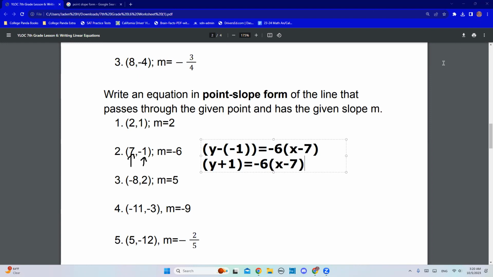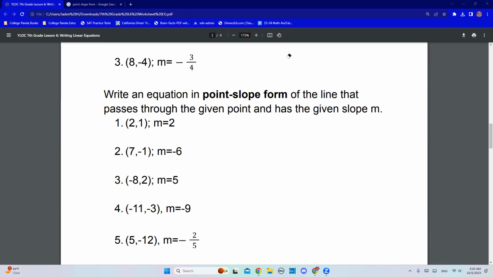So this is something that'll take some practice, but if the coordinate is negative, then it would actually appear positive in the equation, and vice versa. If it's positive, it will appear negative.